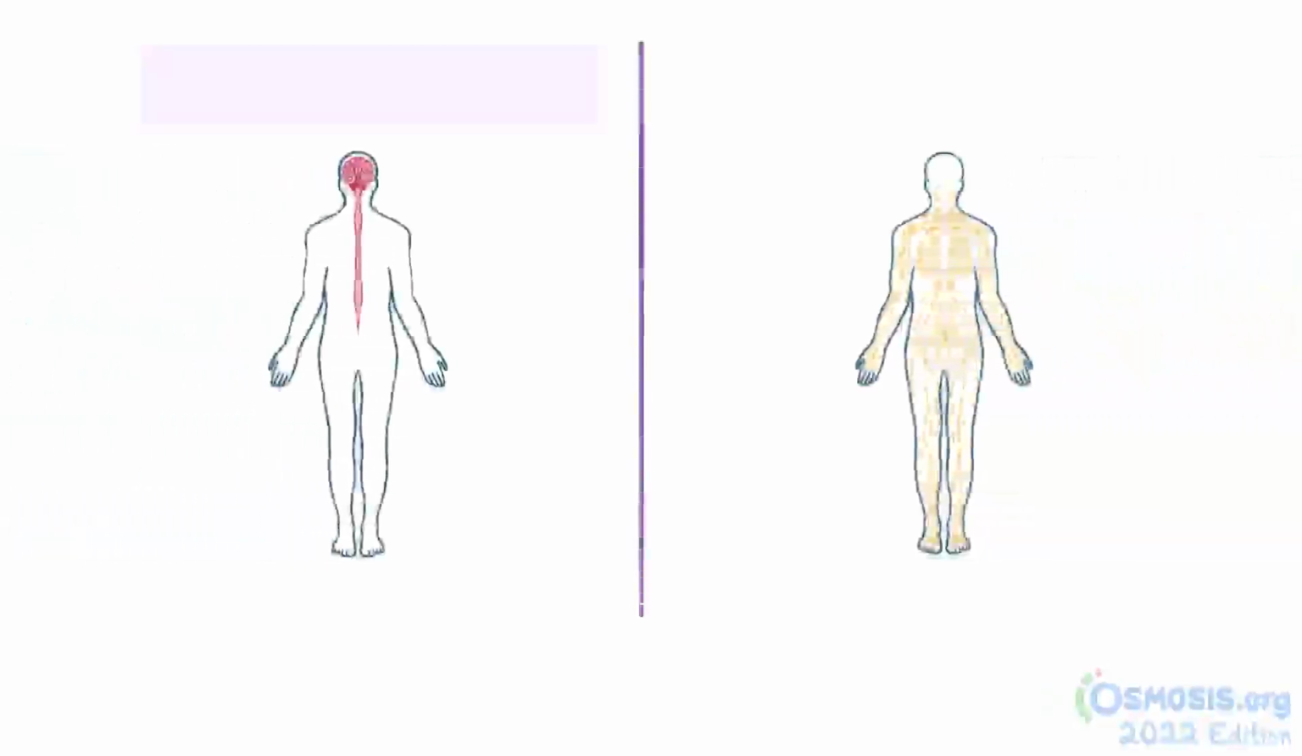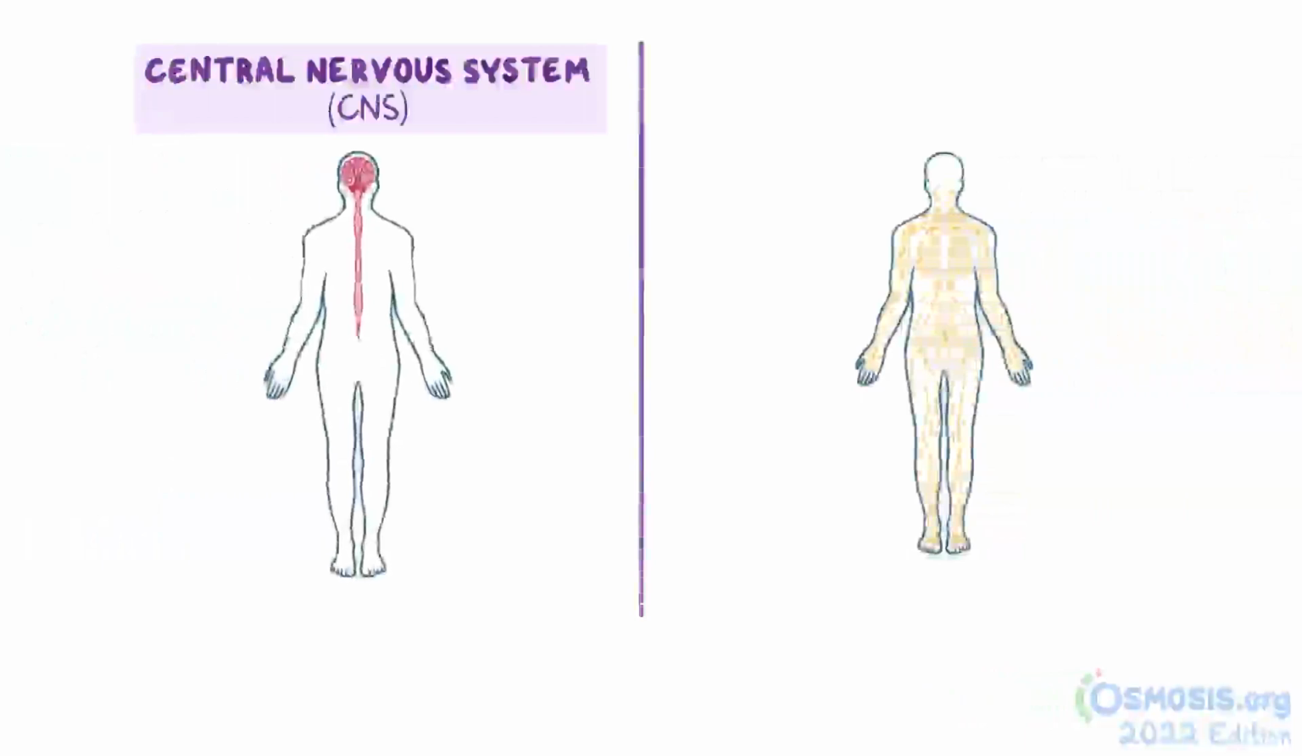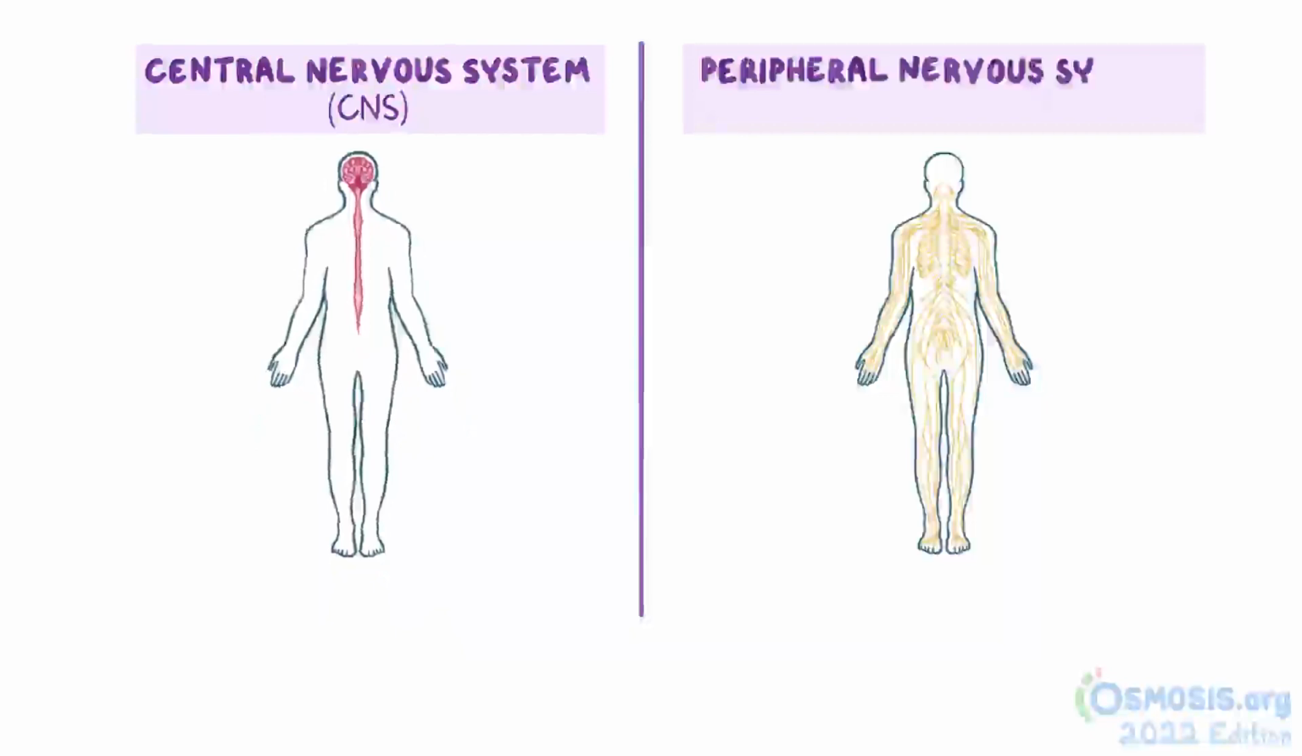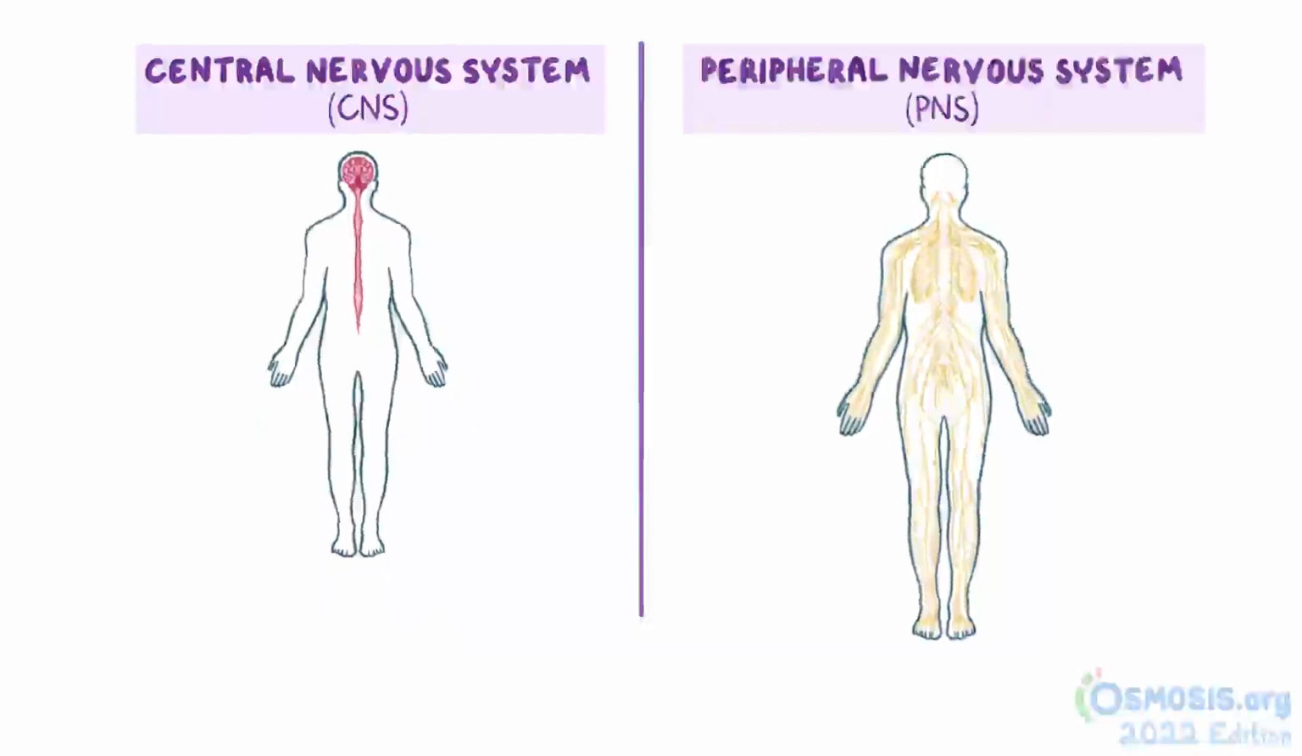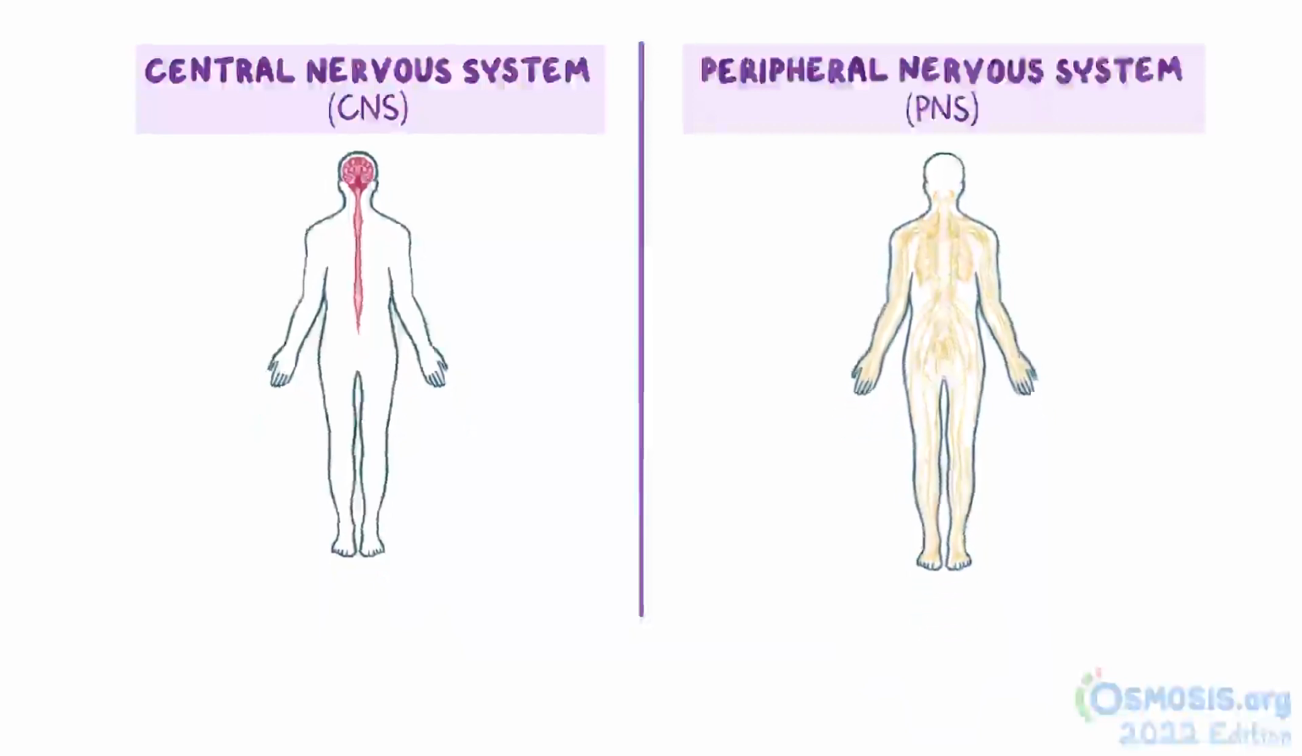Now, to make things a bit easier, the nervous system is structurally subdivided into two anatomical components, called the central nervous system, or CNS for short, which consists of the brain and the spinal cord, and the peripheral nervous system, or PNS, which consists of the remainder of the nervous system outside of the CNS.